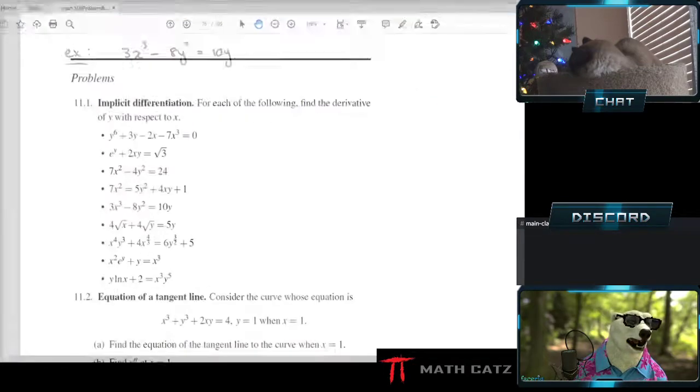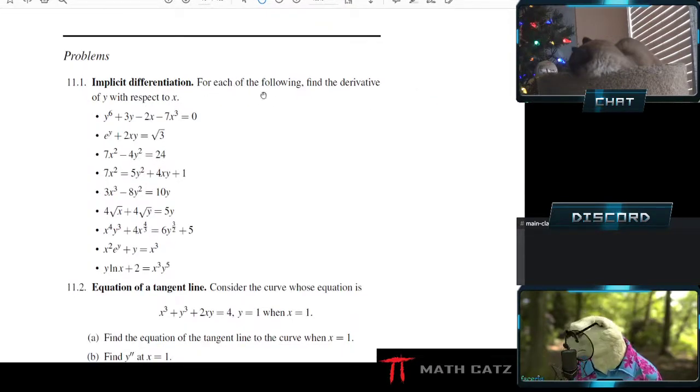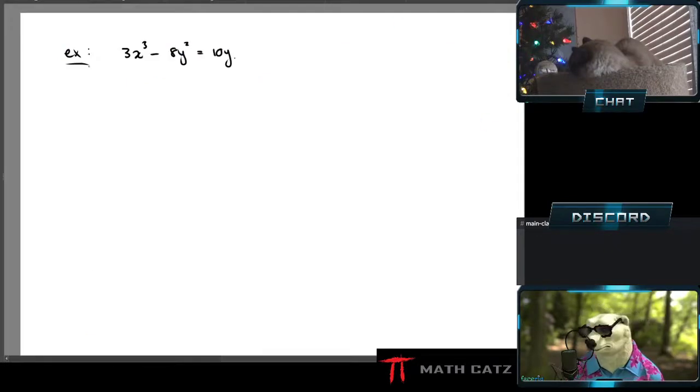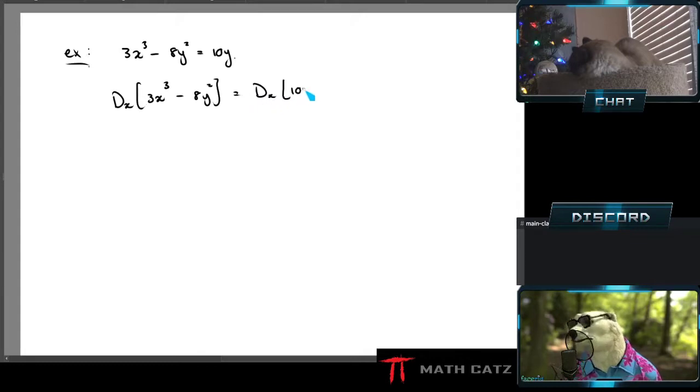Let me just check. What's the actual question? For each of the following, find the derivative of y with respect to x. So they don't actually have a point that they're interested in or anything. Okay, that's fine. Just our first basic question to practice implicit differentiation. So implicit differentiation: derivative of the left, whatever the left is, equals derivative of the right-hand side, whatever that is.